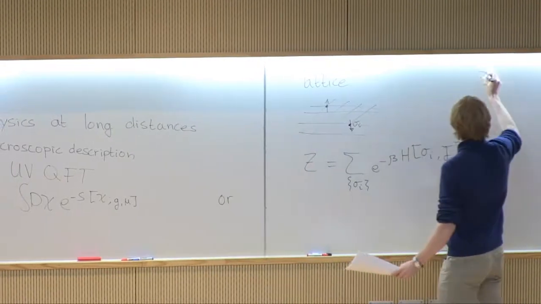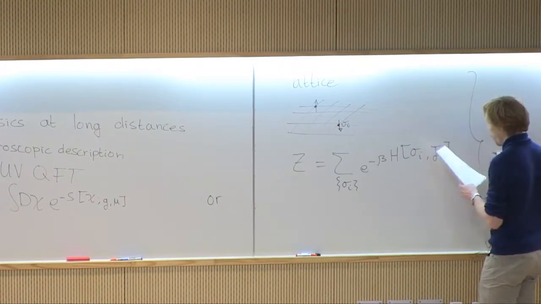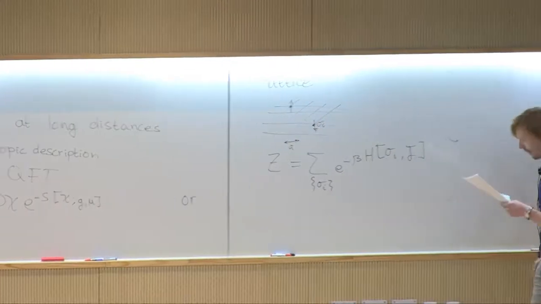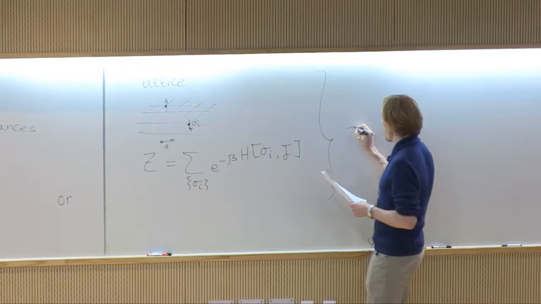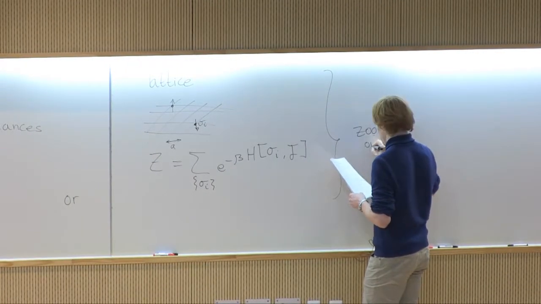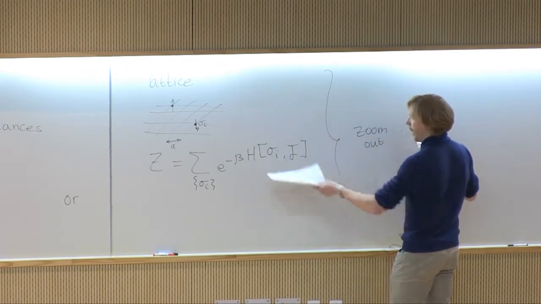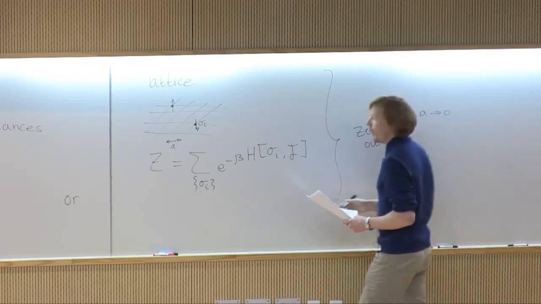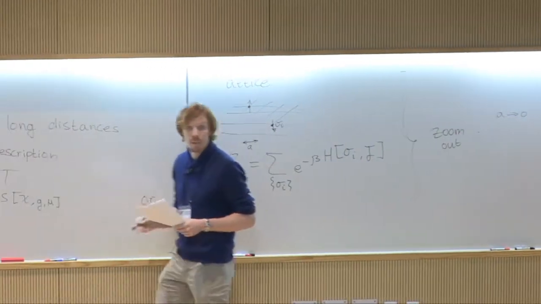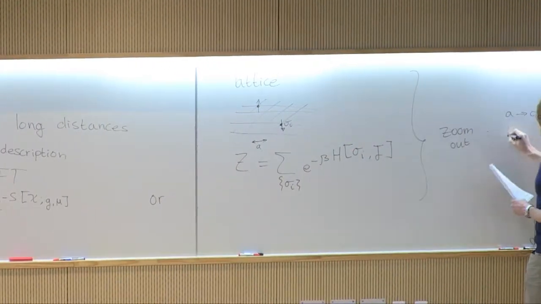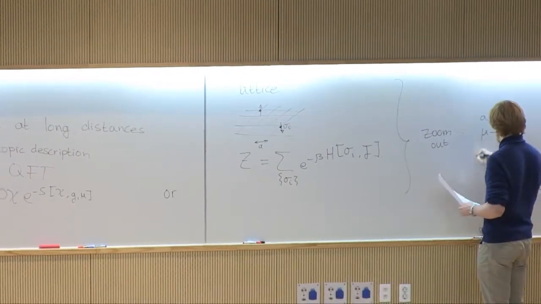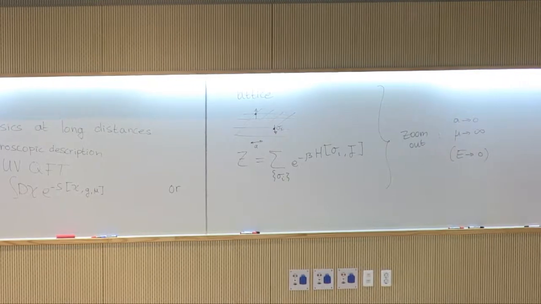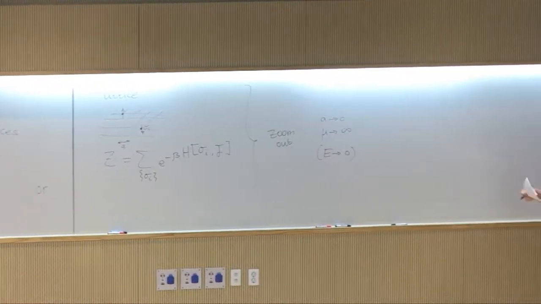But in either case, you can ask, what happens if I take this microscopic description? Here I have some lattice spacing a, I should say. And I take this and zoom out to the longest possible distances. So in the lattice system, I would send my lattice spacing a to 0. Here, I would send my renormalization scale mu to infinity. Or more generally, you consider very low energy processes, so the energy of the processes that you consider goes to 0.